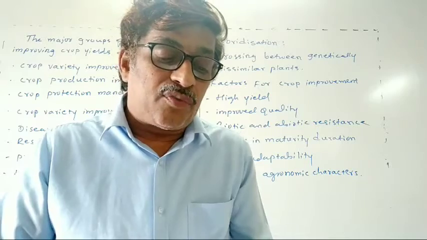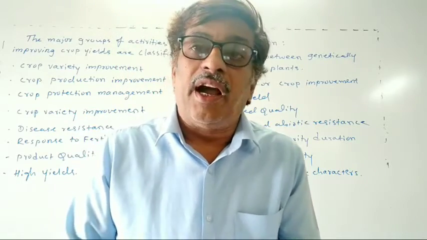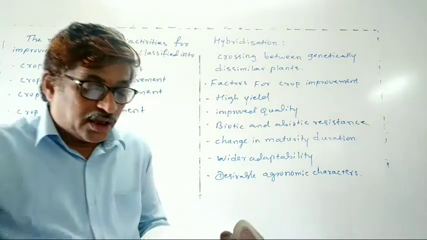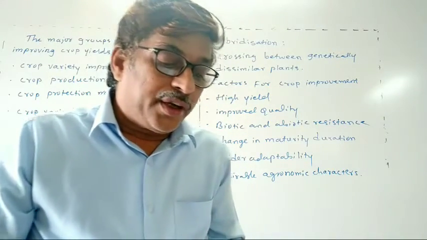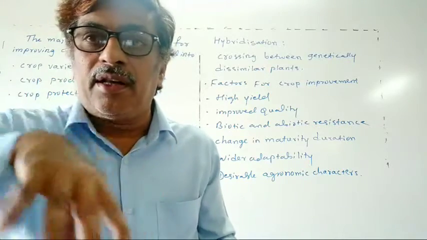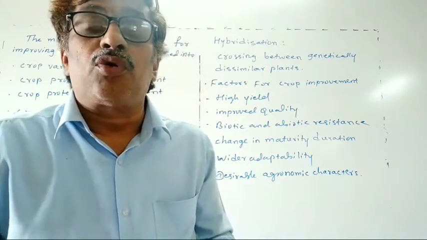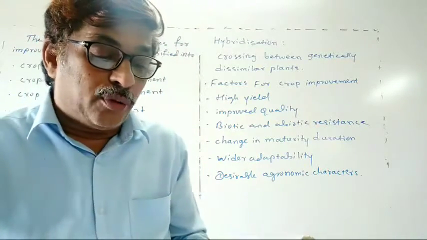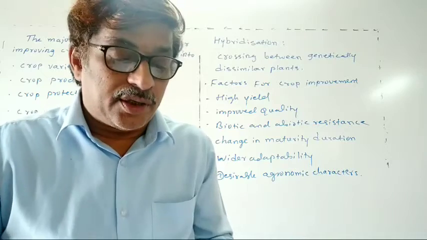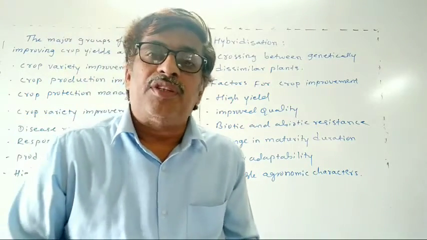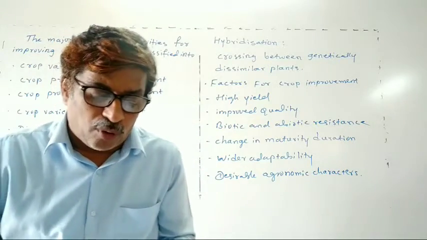Some of the factors for which variety improvement is done are, first, higher yield. High yield to increase the productivity of the crop per acre. For each acre you have to produce the high yield one. And second one, improved quality of the seeds. Quality considerations of crop products vary from crop to crop. So this is very different from crop to crop.